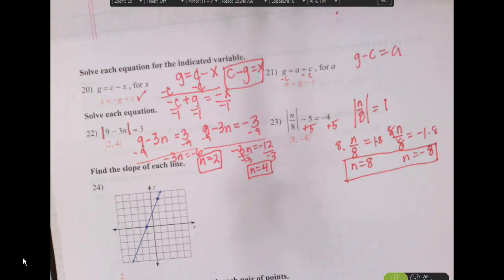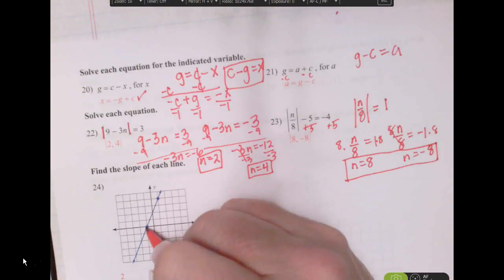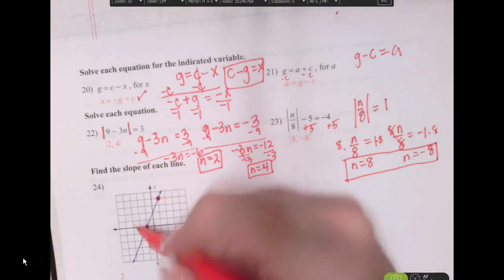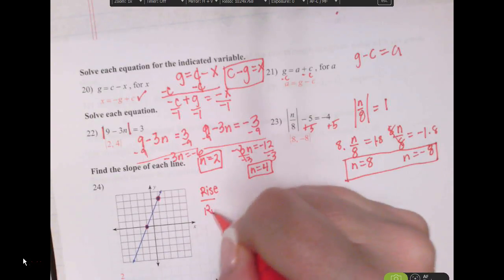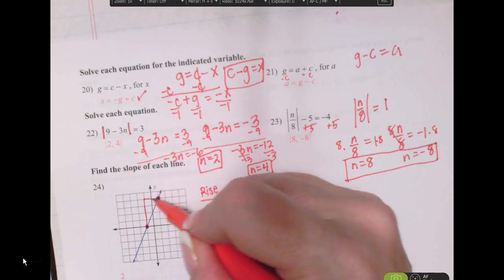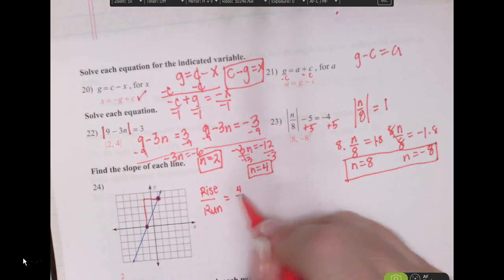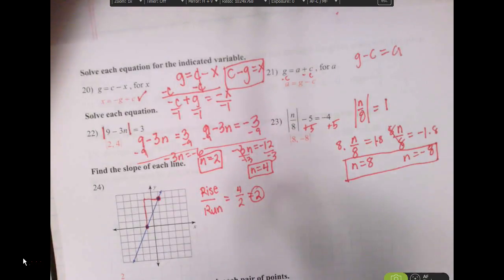Now we're getting into slope and graphing. If we're given a picture of a line, they give us two dots, and for a picture it's easiest to use rise over run to get the slope. So I can go up 4 and to the right 2, so that's a positive 4 and a positive 2. My slope there is 2.